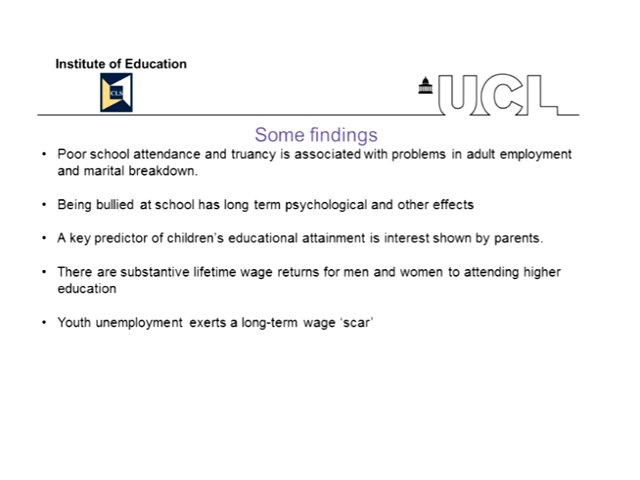Just to give you a few examples of some findings which have come out of NCDS specifically. Researchers have found that poor school attendance and truancy is associated with problems in adult employment and marital breakdown. Being bullied at school has been found to have long-term psychological and other effects right through into mid-adulthood. The amount of interest shown in a child's education has been shown to be a significant predictor of their attainment at school. Economists have shown substantial increases in wage returns associated with attending higher education. And researchers have found that periods of youth unemployment can have a long and significant detrimental impact on people's subsequent wages.